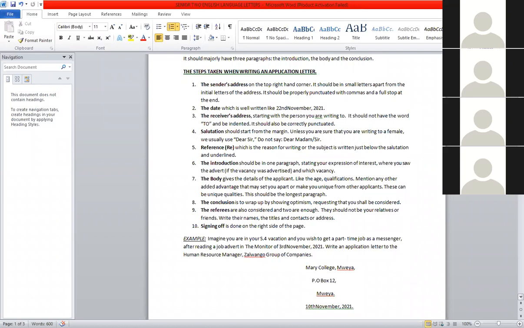So if you're writing to the head teacher, you're not supposed to say dear Mrs. Katongole. It's better to say dear Madam. So we shall sign off, and we shall say maybe yours faithfully, then our signature and the name in capital letters. So we are going to have a sample, but before that, we are going to have some questions.